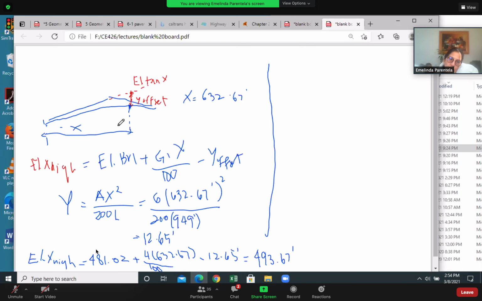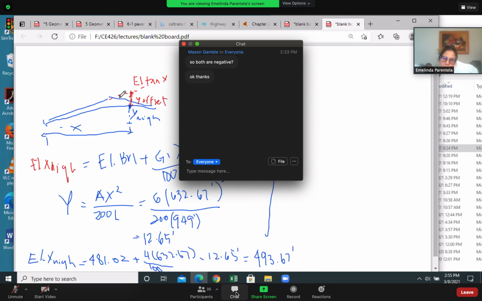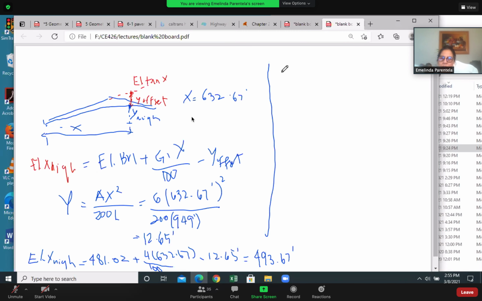Either you add this y here, or you subtract the offset. So that's two ways of solving it. The other one is shorter, but you can refer to this one when you don't know how to do something. It's better compared to the first one, because you can solve any point along the curve using this concept.